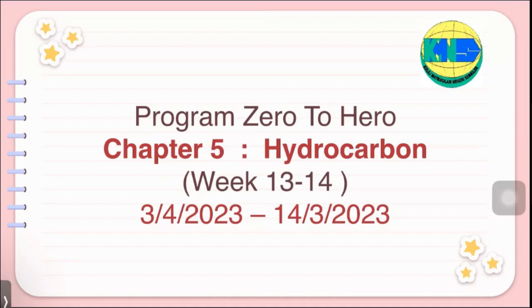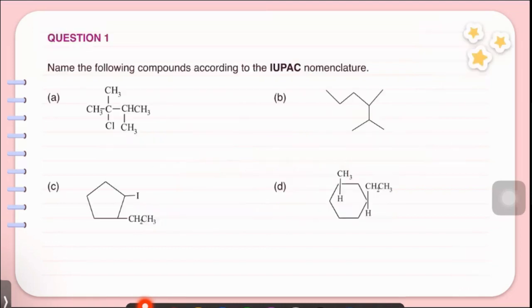So berjumpa kita kembali di dalam program Zero to Hero Anjuran Unit Kimia. So pada minggu ini kita akan membincangkan chapter 5 iaitu Hydrocarbon. Okay, so kita go through kepada soalan nombor 1 iaitu question 1. Name the following compounds according to the IUPAC nomenclature.